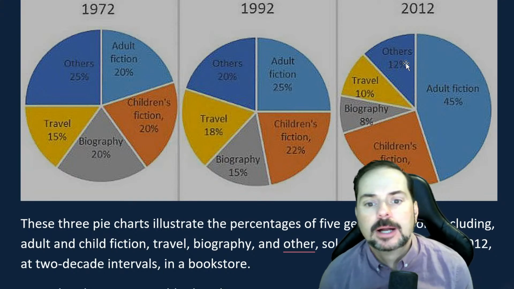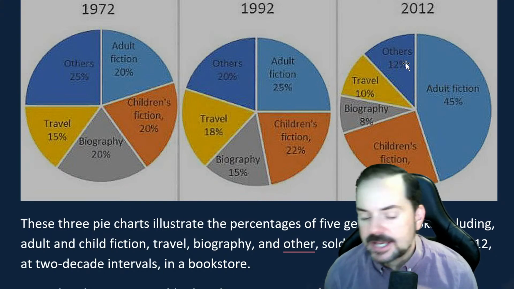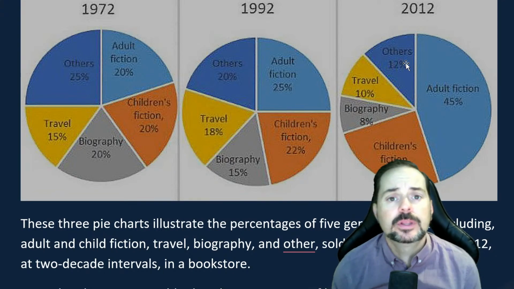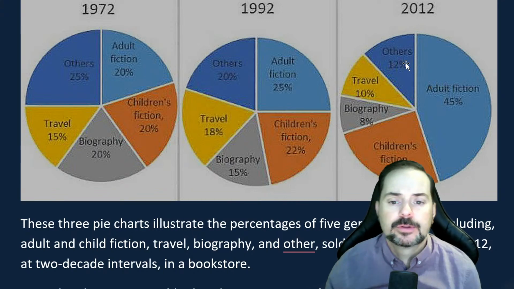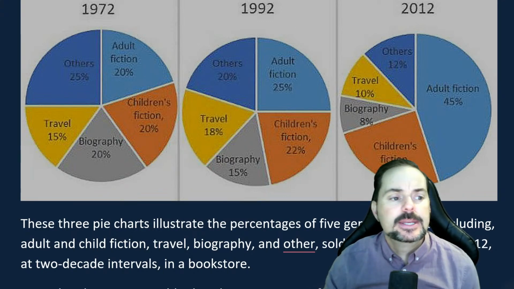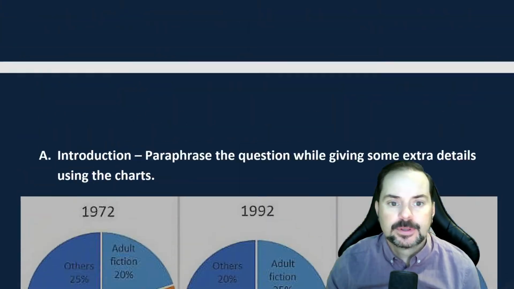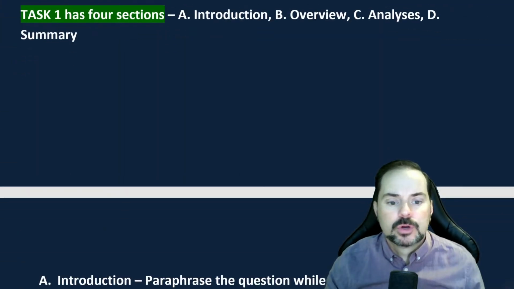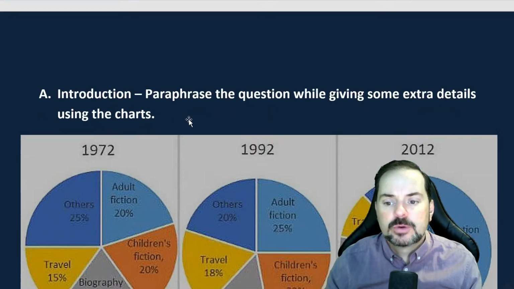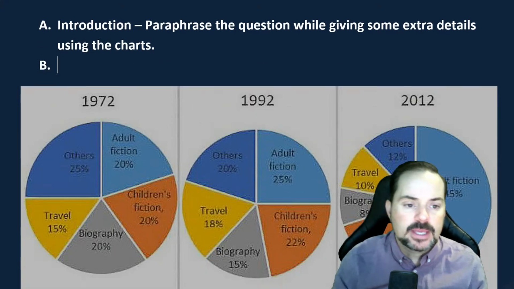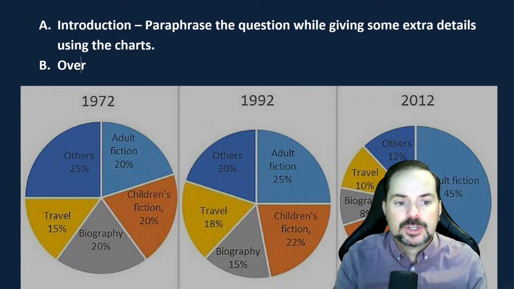Good. So Mal says yes. All right. So yeah, really, be critical. Use critical thinking. Okay. And then for the next step, we're moving along nicely here. Introduction: paraphrase the question, giving some more details. B, overview: what we just did.